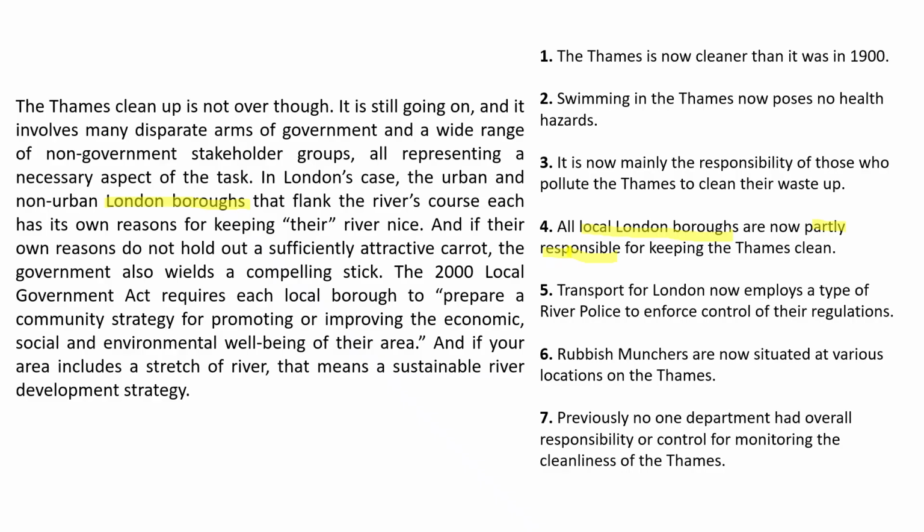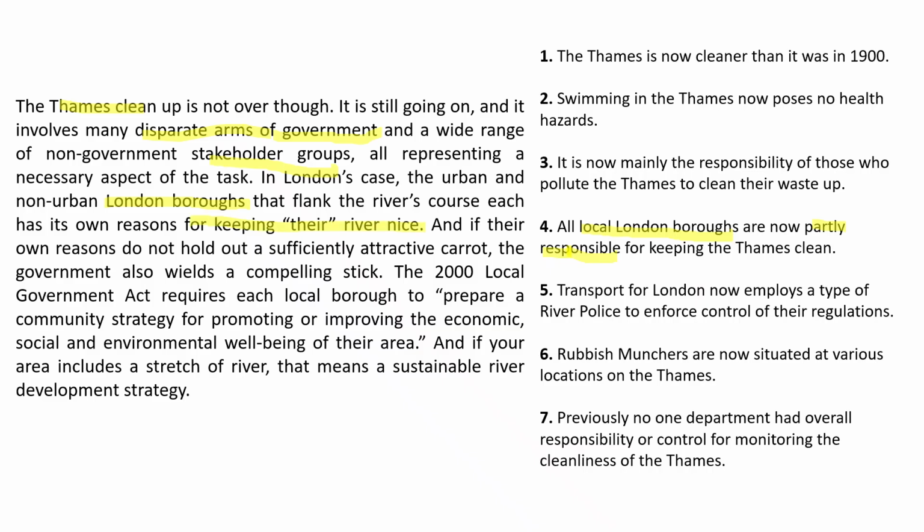Read the previous part also. Thames cleanup is not over, it is going on, and it involves many disparate arms of government, a wide range of non-government stakeholder groups, representing a necessary aspect of the task. In London's case, the urban and non-urban London boroughs that flank the river's course each have their own reason for keeping the river nice.